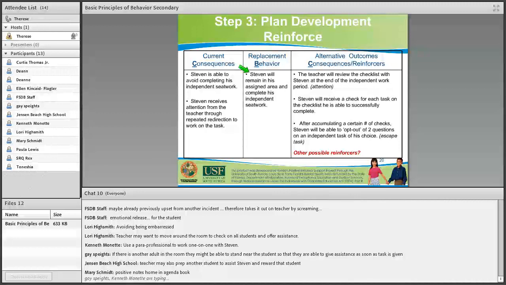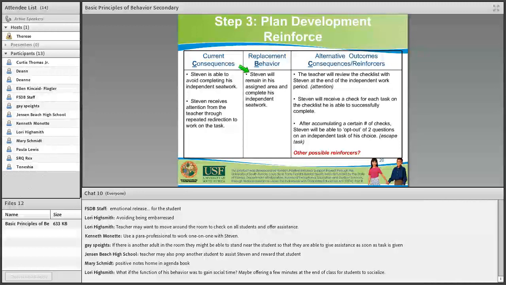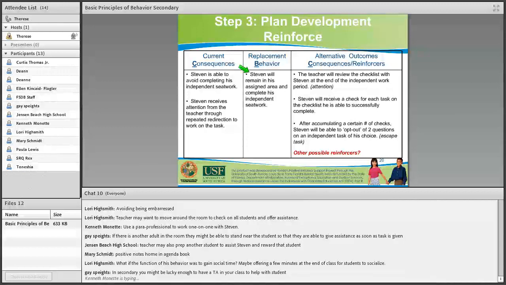I know there's a couple more people who have some other ideas. Give you a chance to get those down. Okay, so Lori says, what if the function of his behavior was to gain social time? Maybe offering a few minutes at the end of class for the students to socialize. Absolutely, that's a great strategy. So if we see the appropriate behavior, then he will get some free time without getting into trouble to talk with his peers, so he can get that peer attention in an appropriate way.